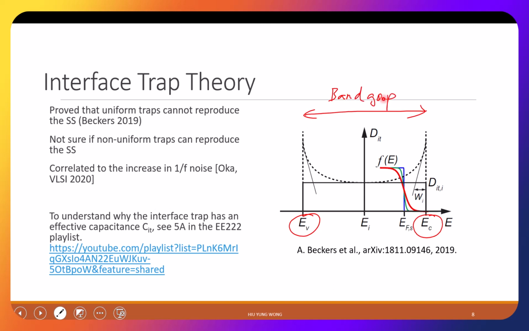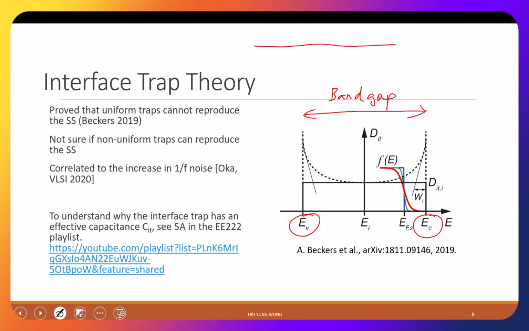Right. So some people suggested this can be traps. Now you cannot reproduce the experimental result by uniform trap because the author from the last paper proved that, right? But however, can non-uniform trap produce that, right? I will show you some of our work. And another thing is that it correlates to the 1/f noise in some paper. But again, this is not convincing yet, right? You can try to take a look at why the trap has an effect. But I want to say why the trap has an effect is because of this.